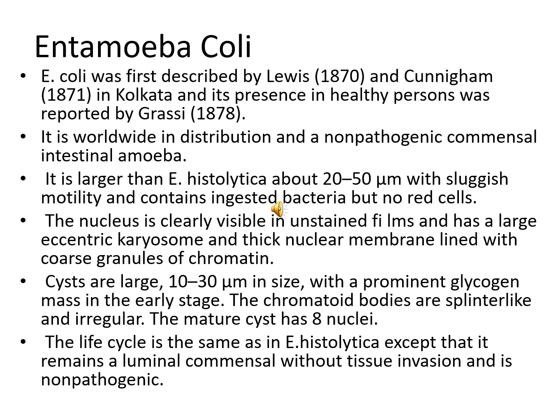The nucleus is clearly visible in an unstained film, so in a saline preparation you can identify the parasite. The cyst is larger, 10 to 30 micrometers in size, with a prominent glycogen mass in the early stage. The chromatoid bodies are spindle-like and irregular. The mature cyst has 8 nuclei. In histolytica, the mature cyst has 4 nuclei. In coli it is 8 nuclei.